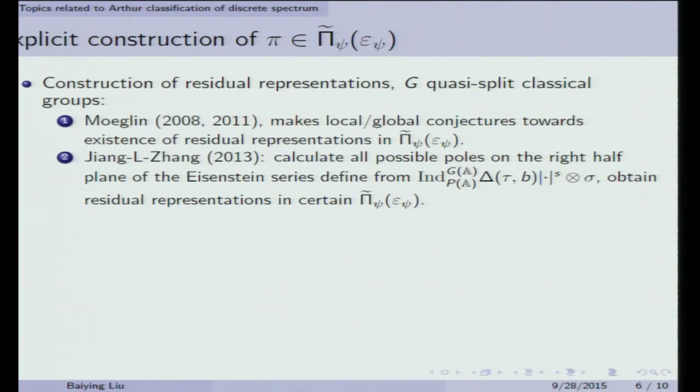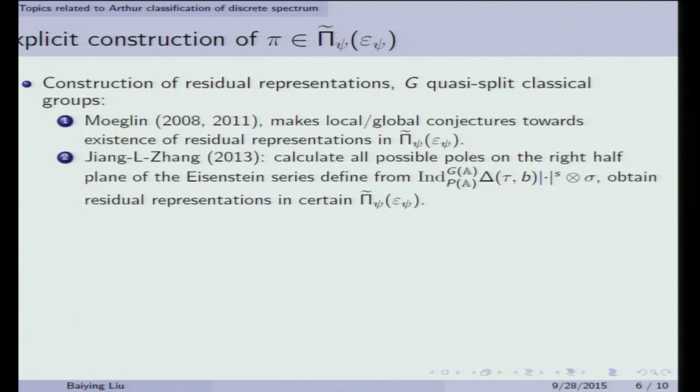OK, so if you want to know the Fourier coefficient of some specific member in the packet, you have to really construct it before calculation. So this construction of members of a packet is always interesting, and has a long history. So I just mention some of them here. So first, the construction of residual representations for classical groups. So McGlan considered the problem of whether there is a residual representation existing in the packet. She made some local and global conjectures. And John and we calculate the poles of some Eisenstein series and obtain some residual representations.